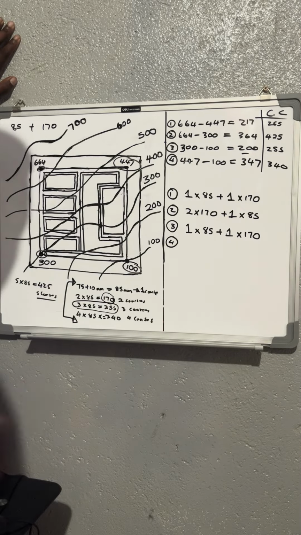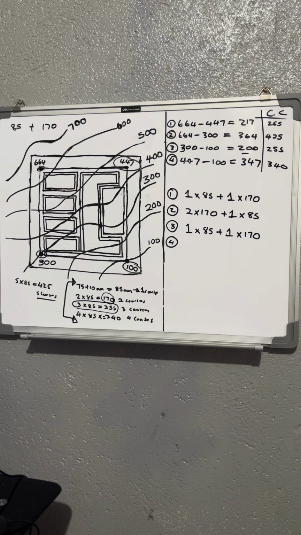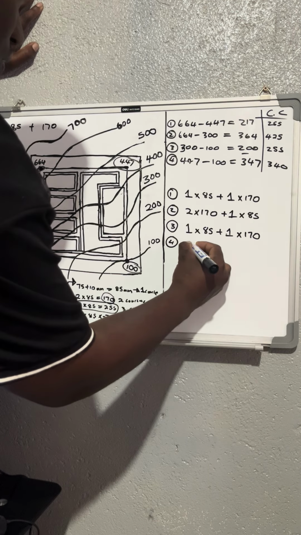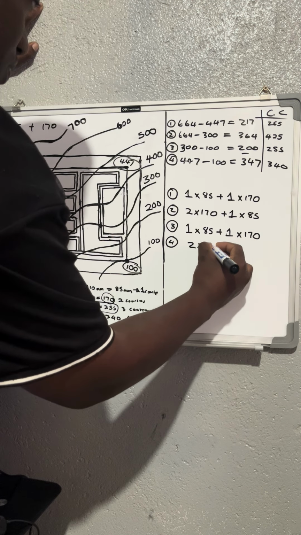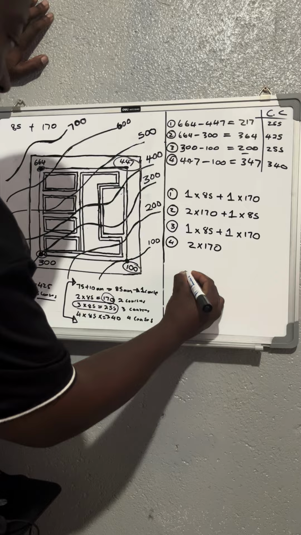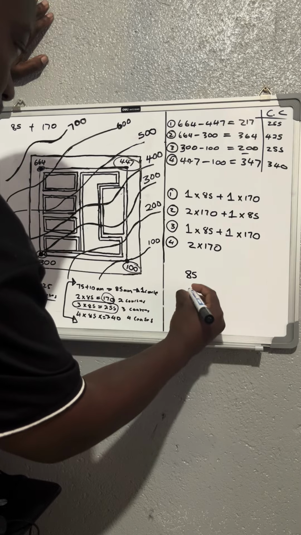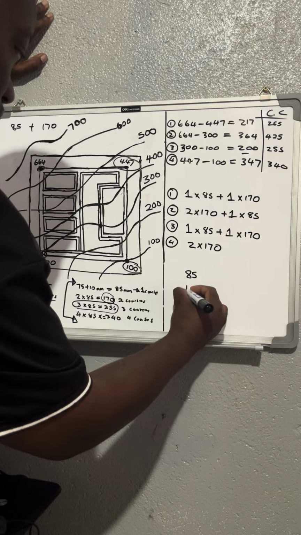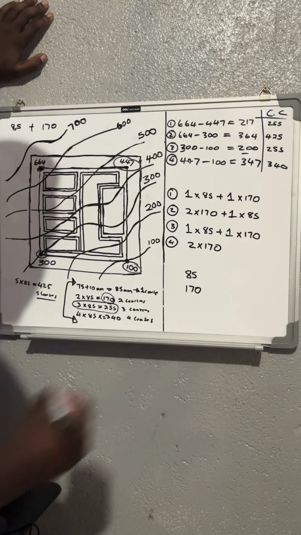So the fourth one, we have 340. I think we've worked out in the middle here that you can have 2 times 170. 2 times 170, yeah, that's 340. So you can say you have your 2 times your 170. You see? So now what do we have? We actually have to count how many steps do we have that will be 85 millimeter, and how many steps do we have that are going to be 170.